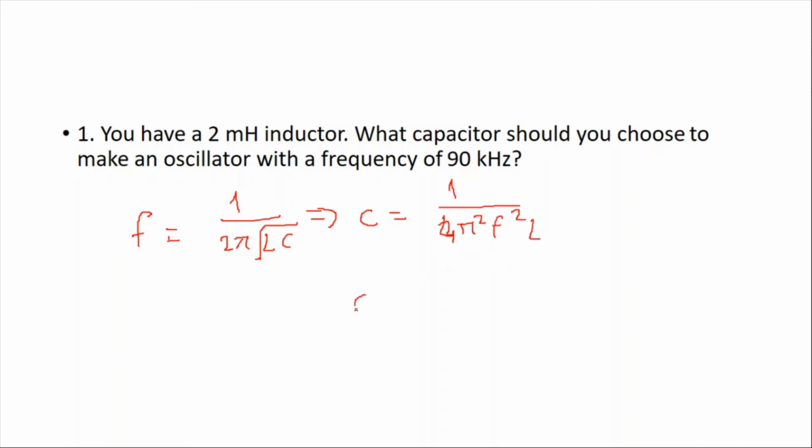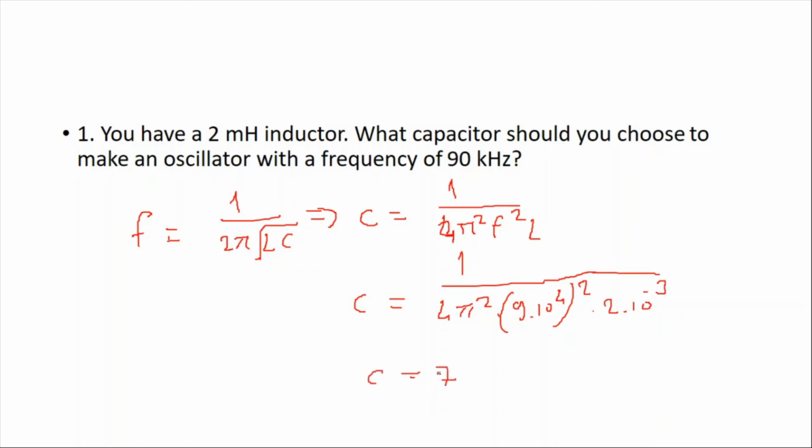And if we plug in every term, 4 pi square, F is 90 kilohertz, will be 9 times 10 to the 4 square, and times the inductance is 2 millihenry, 2 times 10 to the negative 3. So making this calculation will give us approximately 7 times 10 to the negative 9, which is 7 picofarad.